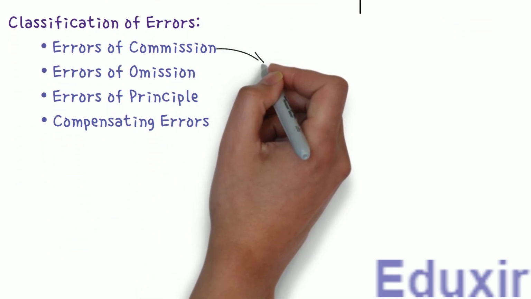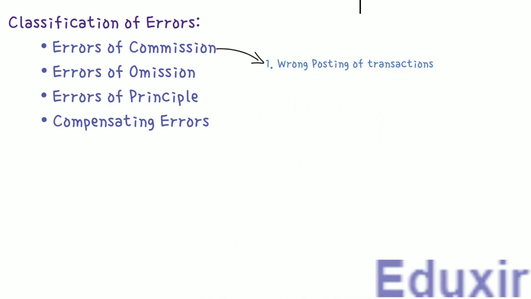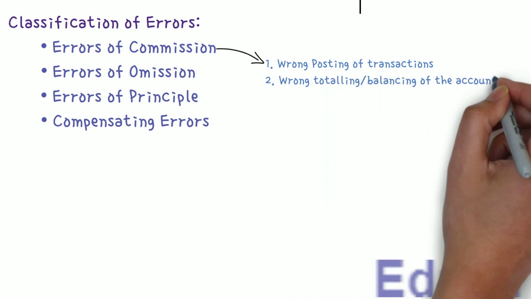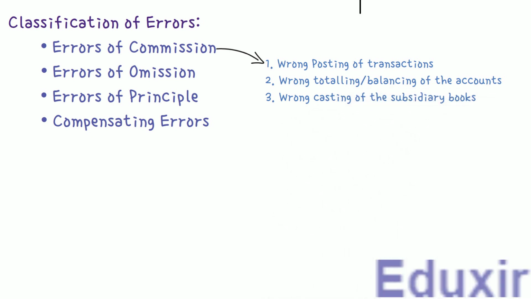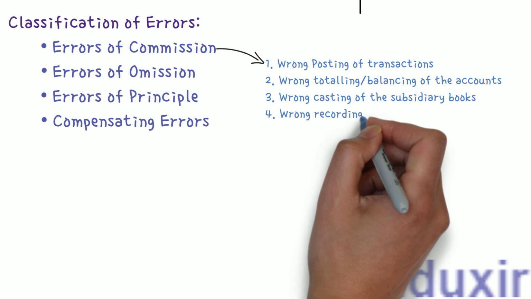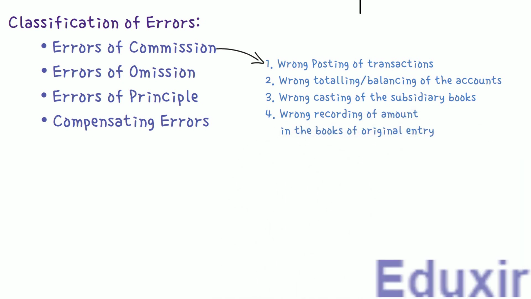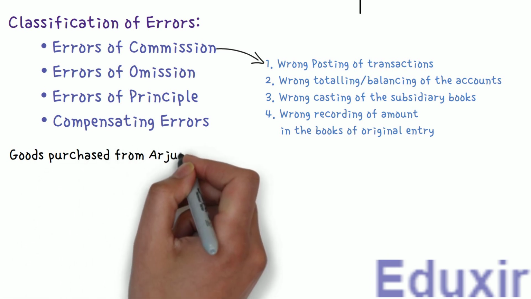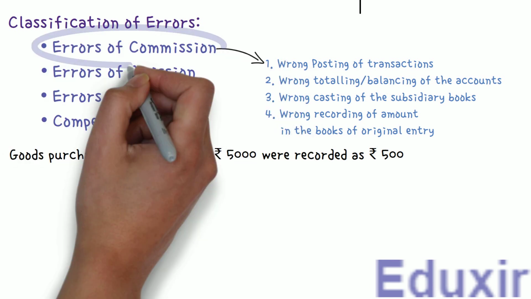These errors are committed due to wrong posting of transactions, wrong totaling, balancing of the accounts, wrong casting of the subsidiary books, wrong recording of amount in the books of original entry. This can be better understood by taking one example. Consider the transaction wherein the goods purchased from Arjun for 5,000 rupees were recorded as 500 rupees. This is an error of commission.